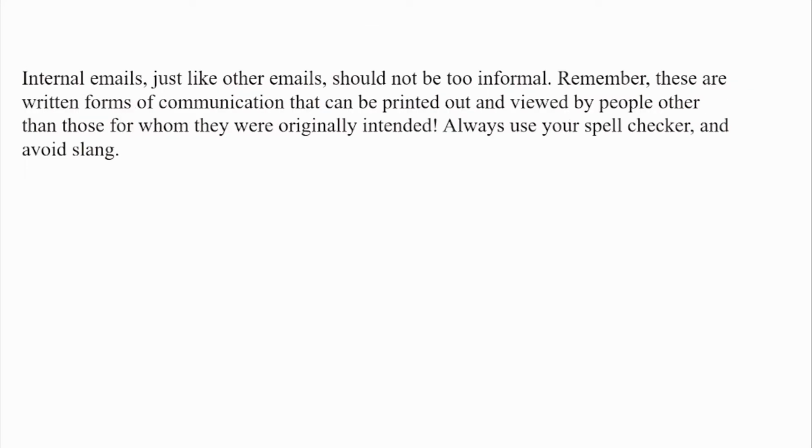Internet emails, just like other emails, should not be too informal. Remember, these are written forms of communication that can be printed out and viewed by people other than those for whom they were originally intended. Always use your spelling checker and avoid slang.